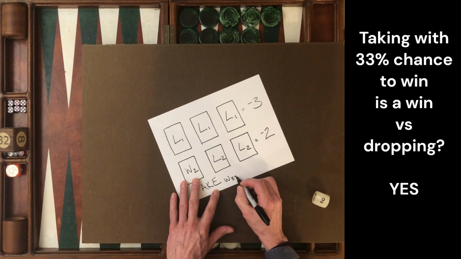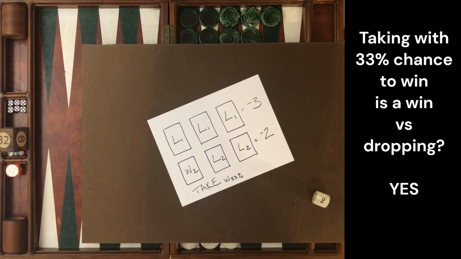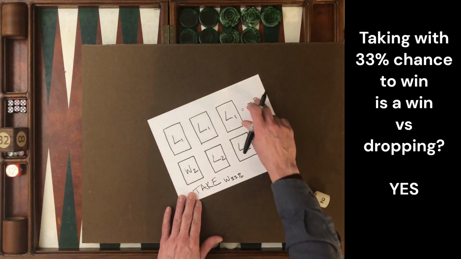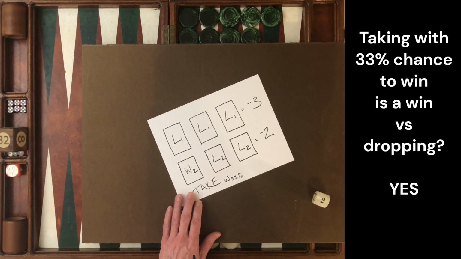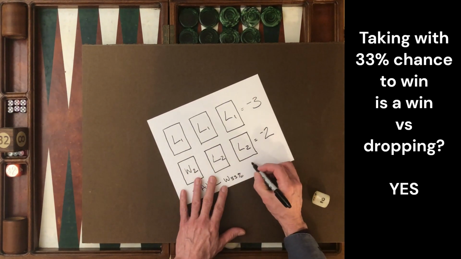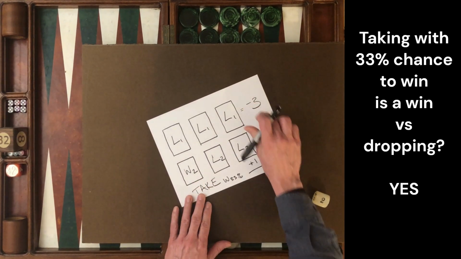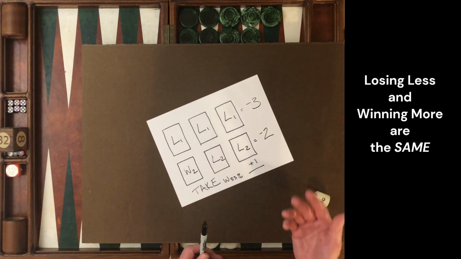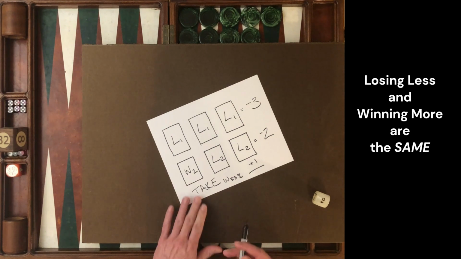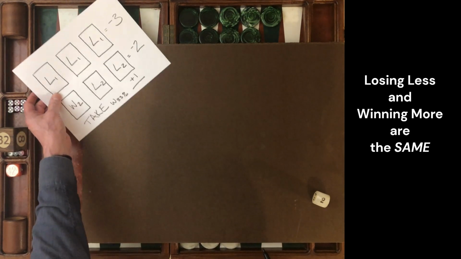Interesting. So when we take, when we win 1/3 of the time, about 33%, we lose 1 less than if we dropped. So by taking, we're 1 better. And just like winning 1, losing 1 less is the equivalent of winning 1.